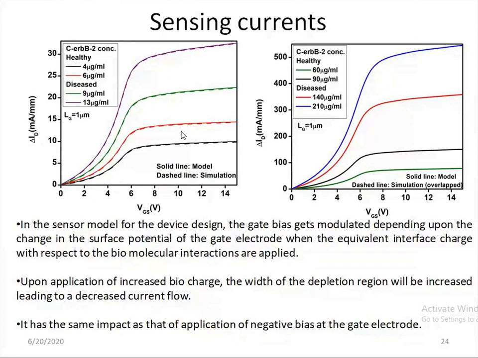So within milliseconds or less, we can get a response on whether a person is affected by cancer or is a healthy person, just by seeing the output currents in the device using any instrument like an ammeter.